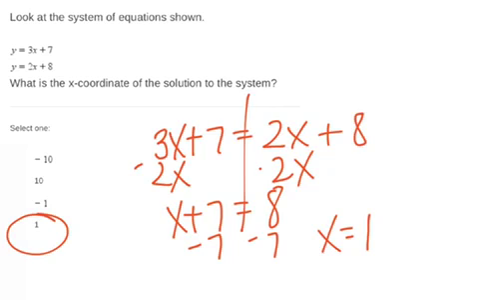If you weren't sure, you could have taken every single one of these answers, substituted them in for the x, and made sure that they worked. For me, I would have just solved it because this multi-step equation with variables on both sides really didn't take me that long at all.